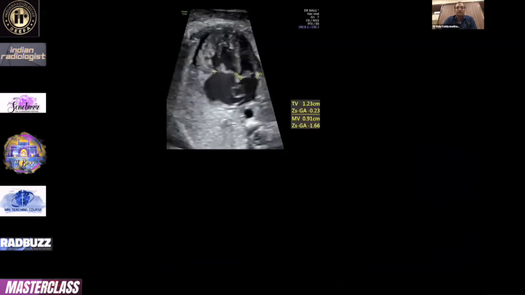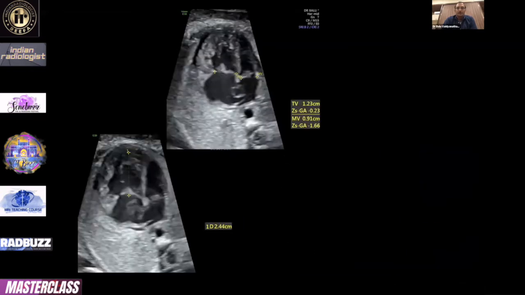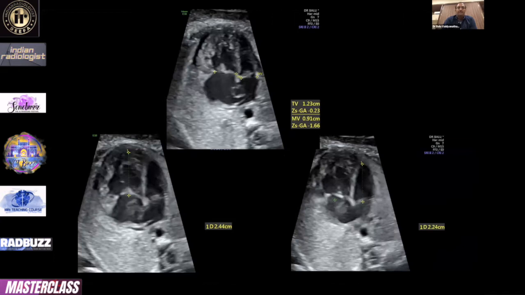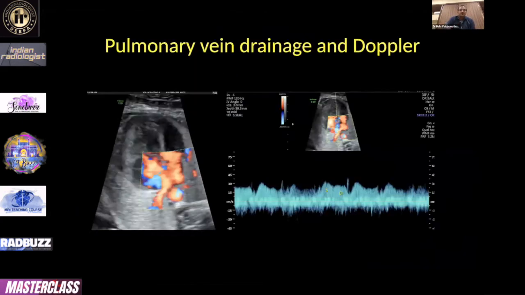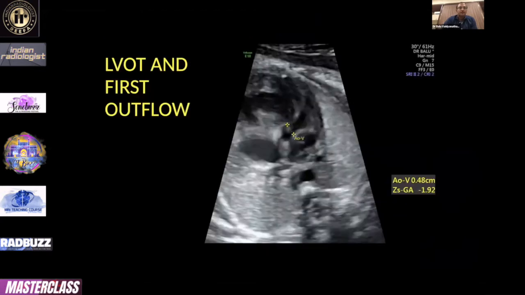And the measurements of the mitral valve and the LV length were all reasonably okay. This is the RV length Z score. The LV length Z score was minus 1.7, which is a little bit small, but not hypoplastic. The pulmonary vein drainage was absolutely normal. And the LVOT, the aorta, was a trifle small, minus 1.9.